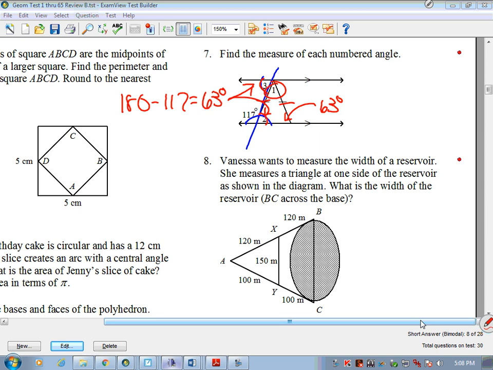We're going to take 63 times 2, or 63 plus 63, and 60 and 60 would be 120. So I should get 126. So I'm going to subtract 126 from 180. I'm going to get 54 degrees for angle 1. So 63, 63, and 54 are my angles there.